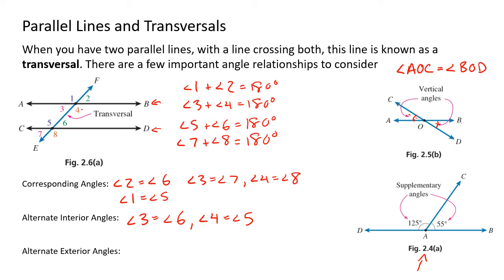Similarly, alternate exterior angles is just looking at the ones on the outside. So picture points 3, 4, 5, and 6 being inside these parallel lines, and 1, 2, 7, and 8 being outside or exterior to it. The same rules apply here. So angle 2 is equal to angle 7 because they correspond to each other. And angle 1 is equal to angle 8, again, corresponding to each other.